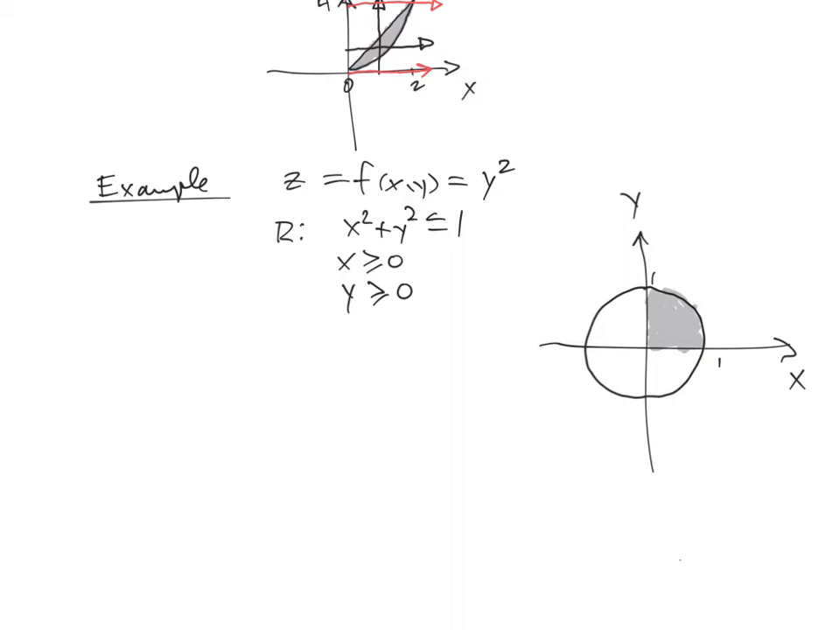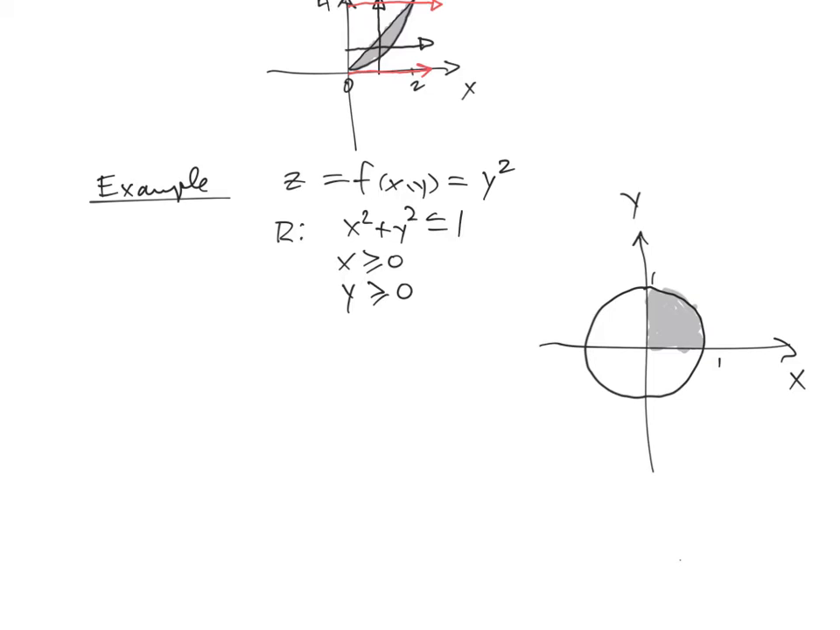The function we're integrating is equal to y squared. Okay, it's completely independent of the region of integration, right? There's two things going on. There's the function you're integrating, which is y squared, and then there's the region over which you're integrating, which is going to be this quarter of this circle.